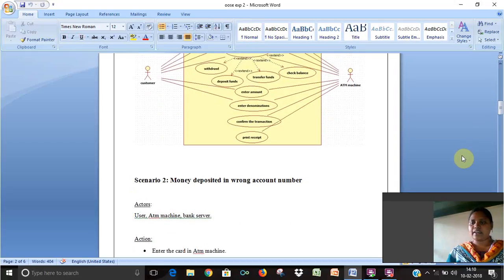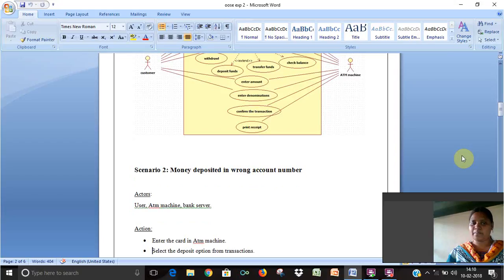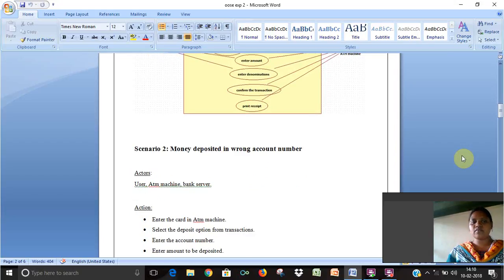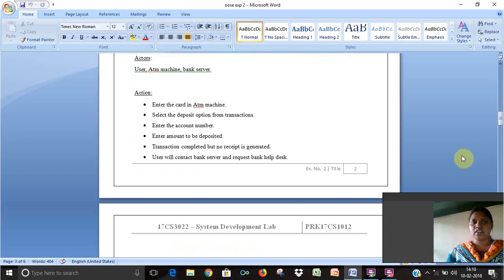The second scenario is money deposited in a wrong account number. The actors are user, ATM machine and bank server. The actions are, first we insert the ATM card. We follow the same procedure as before: select the deposit option and follow the transactions. Since we are depositing money into another account, it will ask to enter the account number. So we will provide the account number and enter the amount that we are depositing.